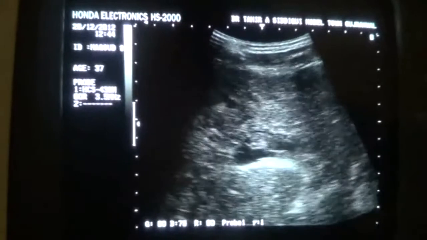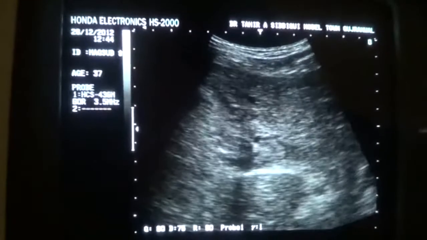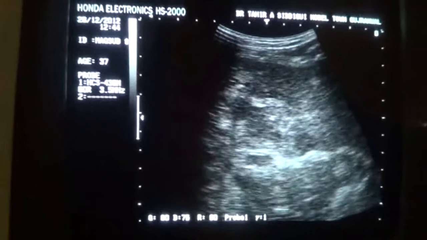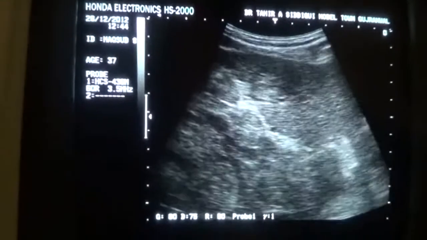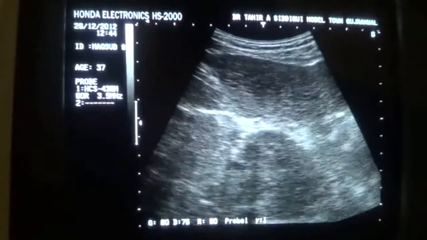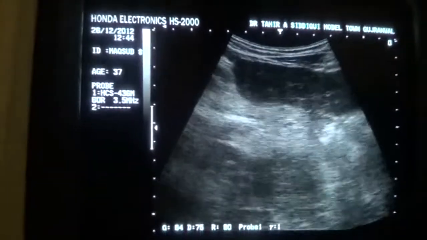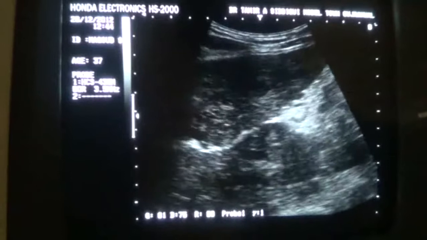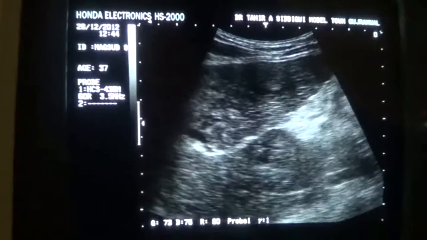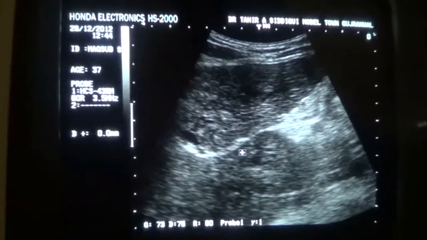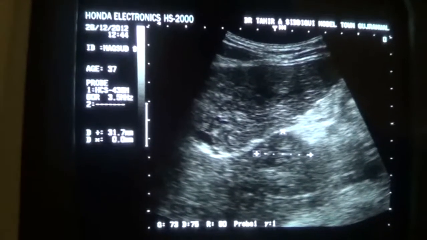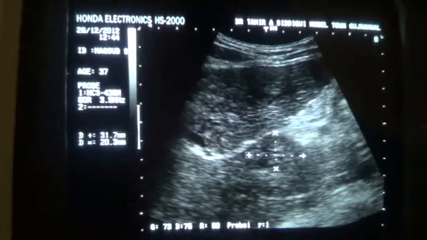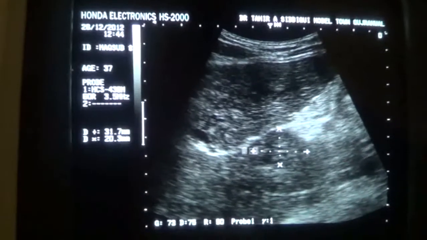mild intrahepatic bile-ductectasia, irregular outer surface, coarse texture, and here you can see that there is an approximately 3.1 into 2.0 centimeter mass relating to the segment 1 of the liver.